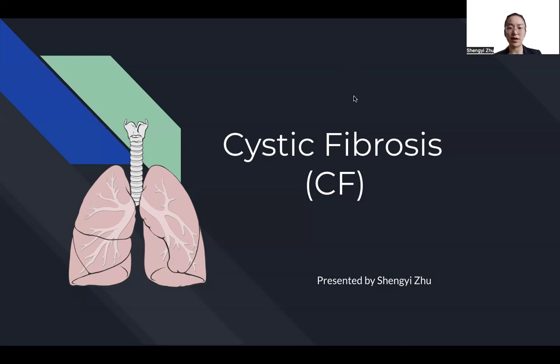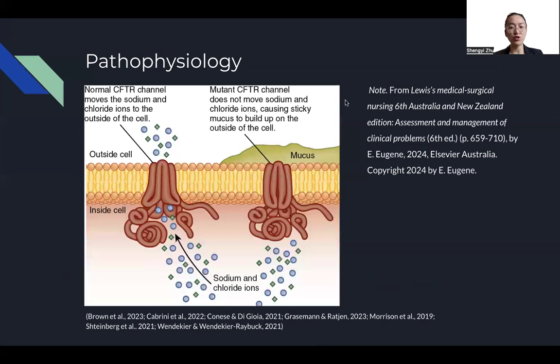The CF transmembrane conductance regulator, the CFTR protein, is encoded by the CFTR gene, and mutations in this gene cause the condition. There are over 1,700 known gene mutations. This protein, located on the surface of epithelial cells, acts as an ion channel. Due to mutation in the CFTR gene, it produces CFTR proteins that are not able to, or inadequately, move sodium and chloride ions across the membrane of epithelial cells.